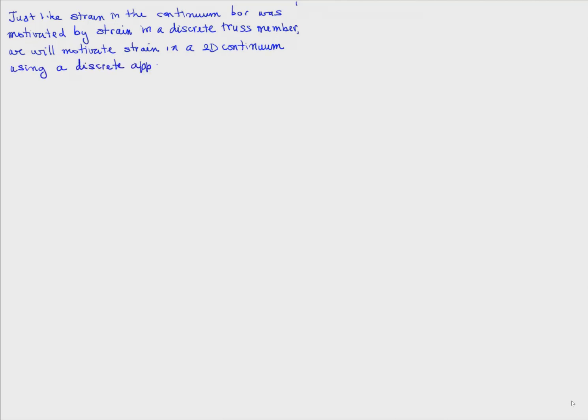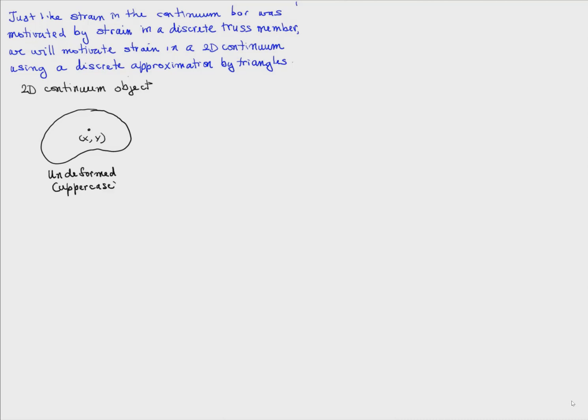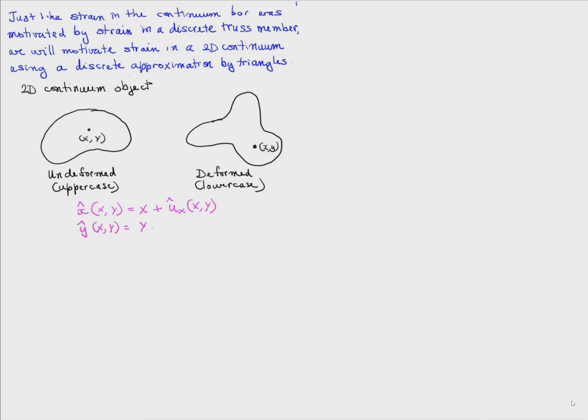So let's consider some kind of an arbitrary 2D continuum object whose undeformed configuration looks like this, with coordinates represented by uppercase letters. And its deformed configuration looks like this, with coordinates represented by lowercase letters. And the deformed configuration is given by the functions x hat and y hat, and the displacements u hat x and u hat y.